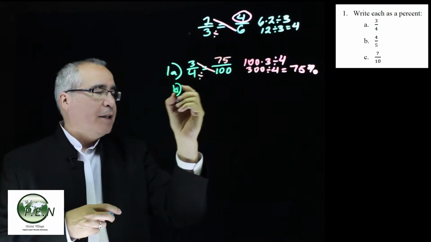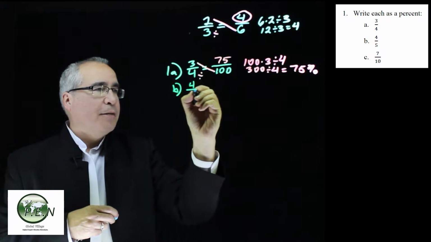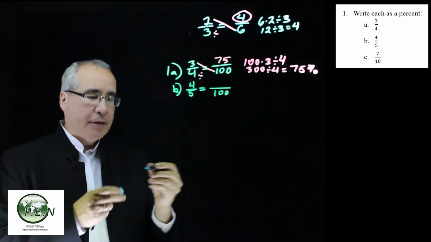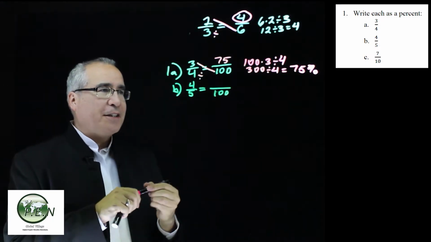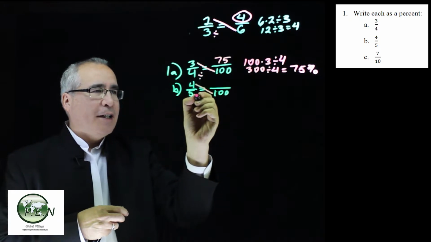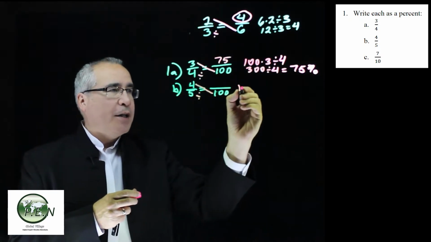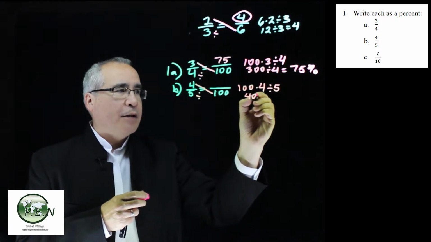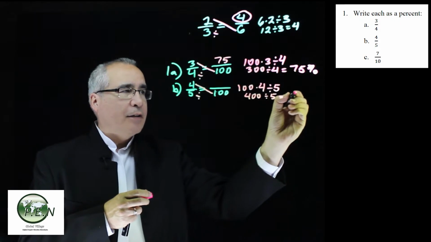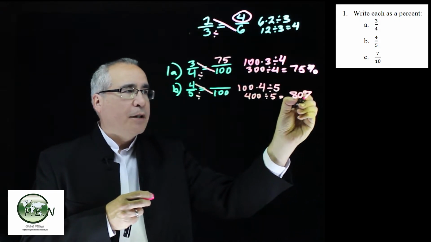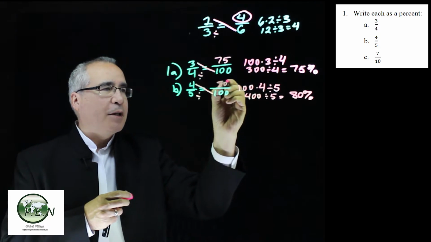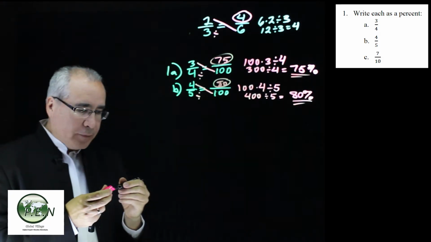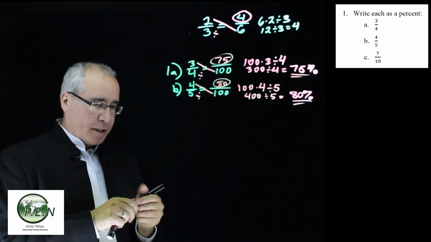The B question gives us the fraction 4/5. And again, we want to find the percent per 100. Learning some Latin while we're doing this. So we cross multiply and divide. 100 times 4 divided by 5. 400 divided by 5 gives us 80%. The 80 would have been here, right? 80% is our answer, because we're looking for it to be written as a percentage.